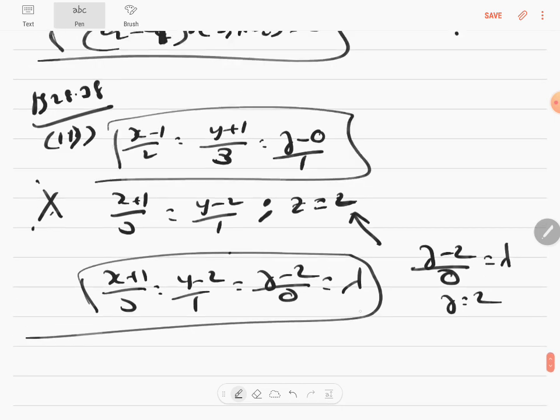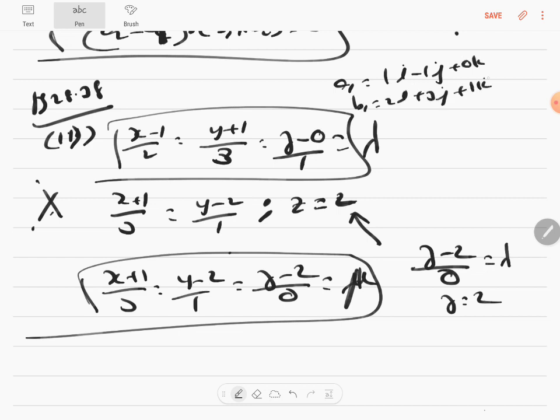The next equation: the first equation has been given, which is a straightforward equation, and this is the second equation. This is equal to lambda and this is equal to mu. What is the question? They are asking for the shortest distance. You just have to identify what your a1 is. a1 is 1i minus 1j plus 0k. Your b1 is 2i plus 3j plus 1k. The line is in the right format?